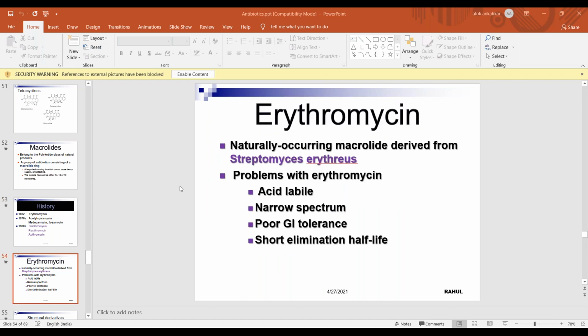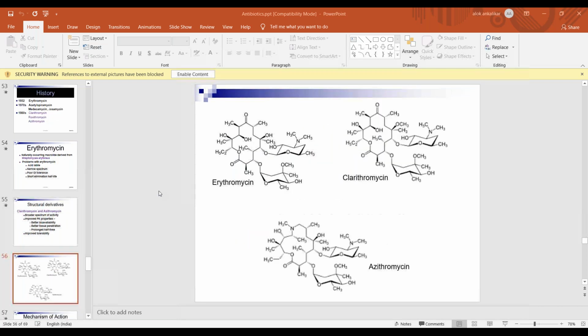So these macrolide antibiotics, which are obtained from Streptomyces erythreus, are naturally acting, and these are some of the examples of the macrolide antibiotics. Very simple structures. Okay, and you need to know these structures, you need to write down these structures in the exam.